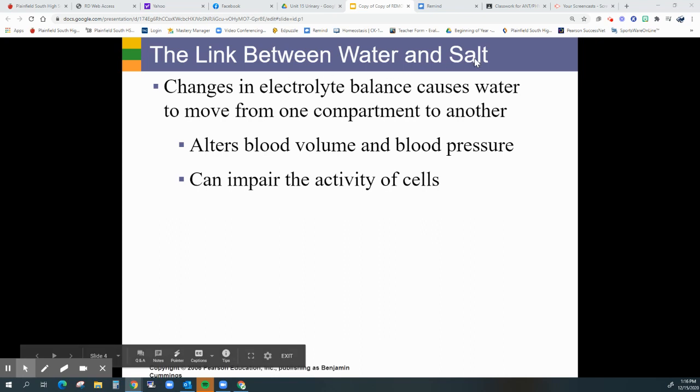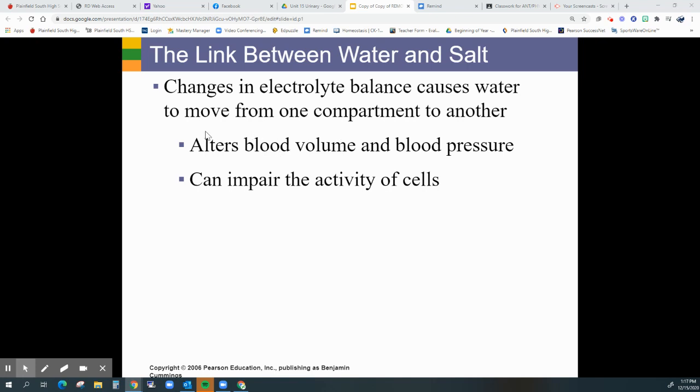A little bit of a link between water and salt. Changes in electrolyte balance can cause water to move from one compartment to the other. This is simply a concentration gradient. This is natural diffusion, or in this case, osmosis, which is just a type of diffusion. So if you've got a concentration gradient on one side of a cell or another, it can cause water to move one direction or another. It's also the reason why when people eat salty foods, they usually retain more water, or feel like they're retaining more water, what they call bloat, because the body's hanging onto more water to equalize that salt balance.